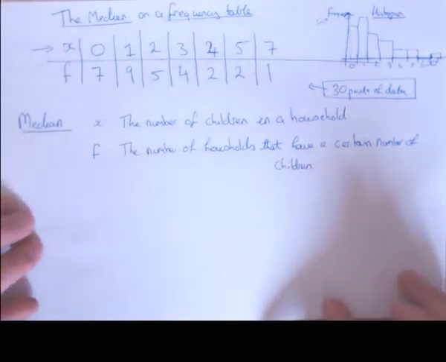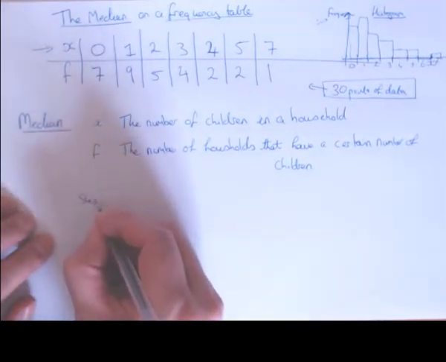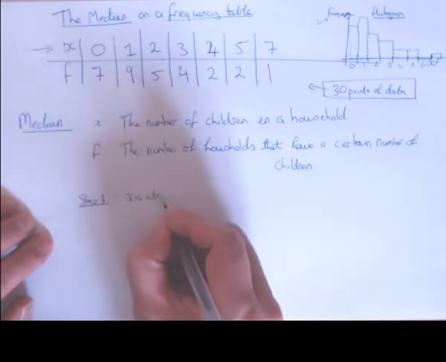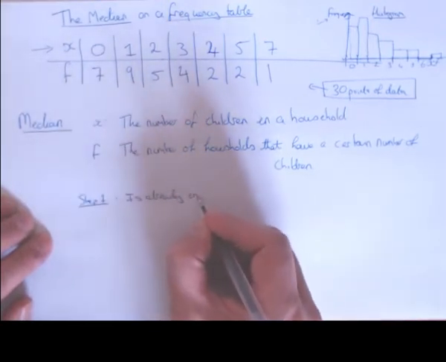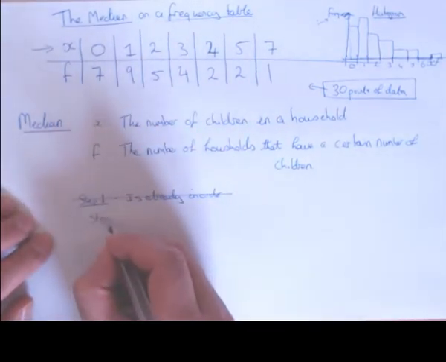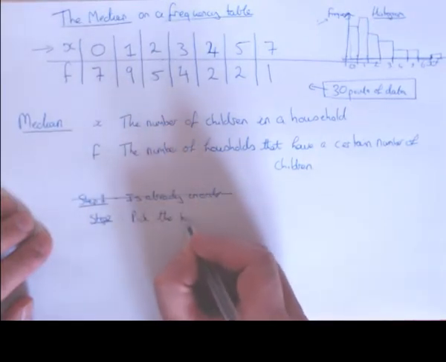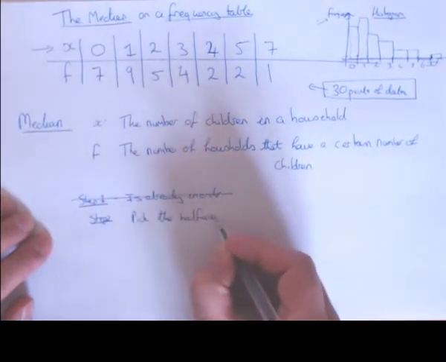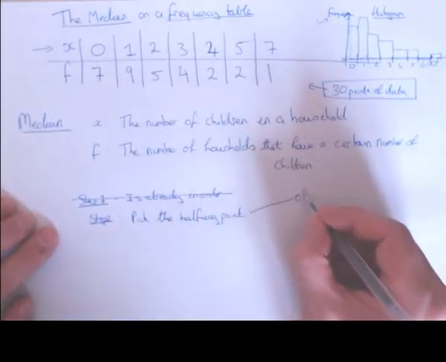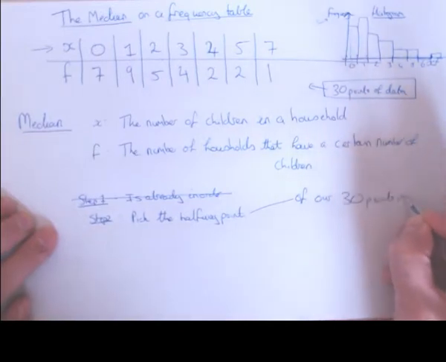So again, how do we find the median? Step 1, put the data in order. It's already in order, so we don't have to do that. Straight to step 2: pick the halfway point. What do I mean by the halfway point? I mean the halfway point of our 30 points of data.